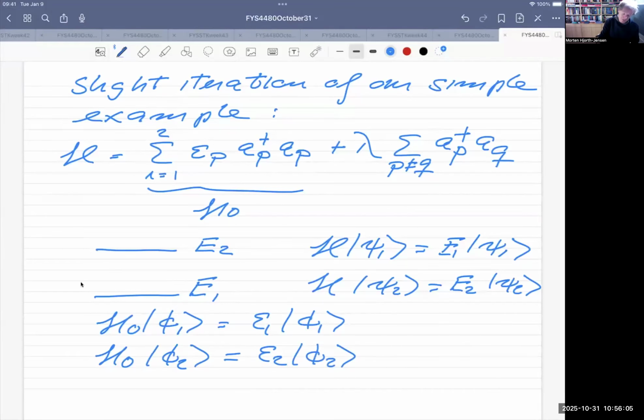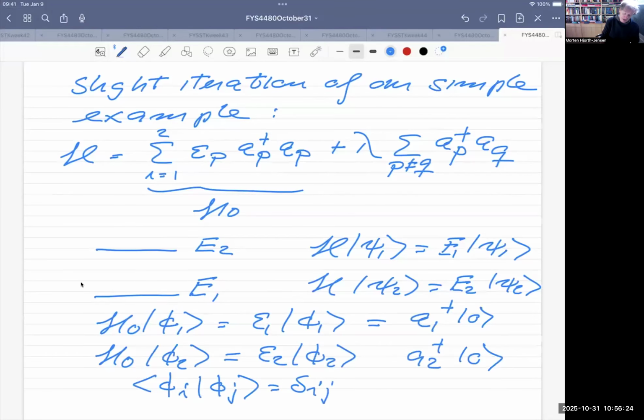Then, if we want to use second quantization, this is going to be given by a dagger 1 acting on a true vacuum, a dagger 2 acting on a true vacuum. And we have obviously assumed that these states are orthogonal, with delta_ij. What it also means is that the exact state is going to be a superposition of these two states. So the final solution of the problem, psi 1 or psi 2, are then going to be linear combinations of phi 1 and phi 2.